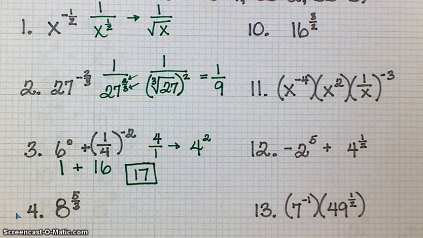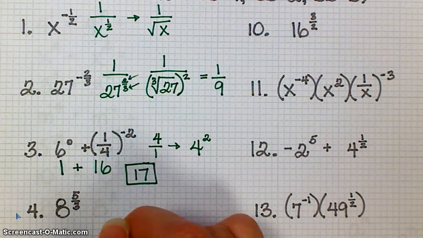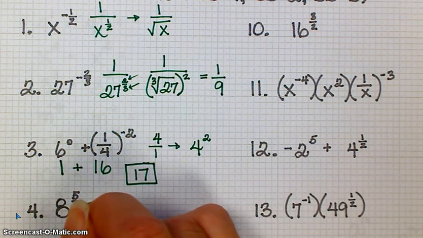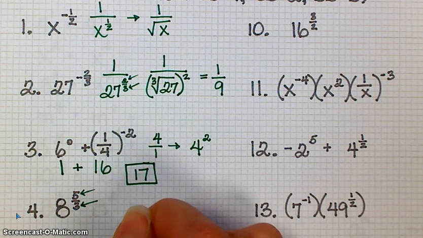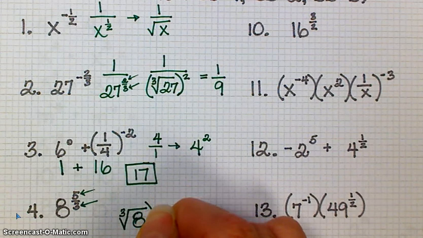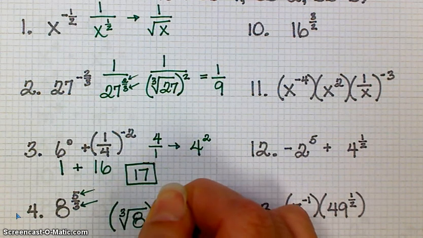8 to the 5/3. Well, that looks really ugly and intimidating until you kind of just break it down. Remember, this is the root you're taking. This is what you're going to raise it to when you're finished. So the cube root of 8 raised to the 5th power.